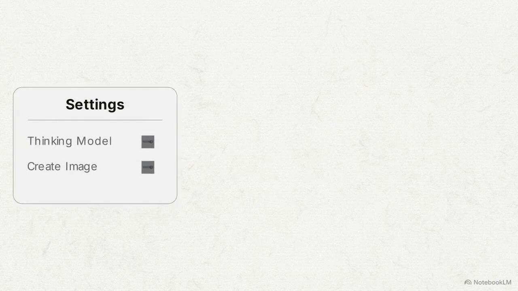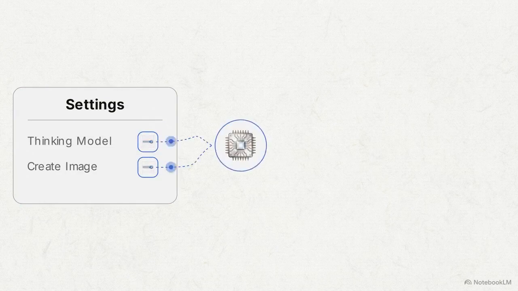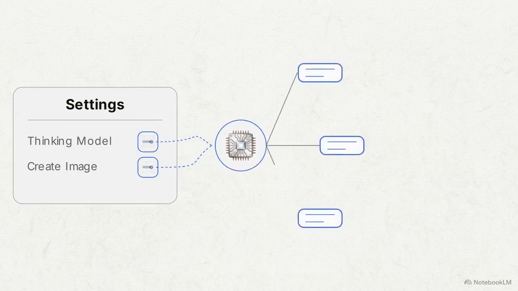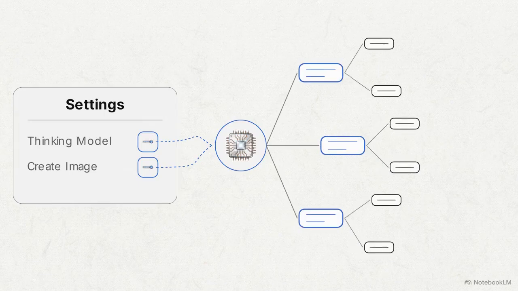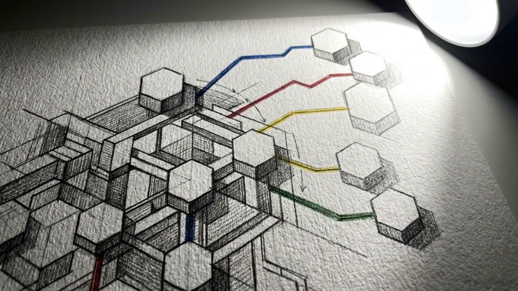Before hitting enter, you must check your settings. If you don't enable the thinking model and create image tools, the workflow fails. These toggles give Gemini the computational power to actually draw the new diagram. Once processed, the output matches our exact parameters.